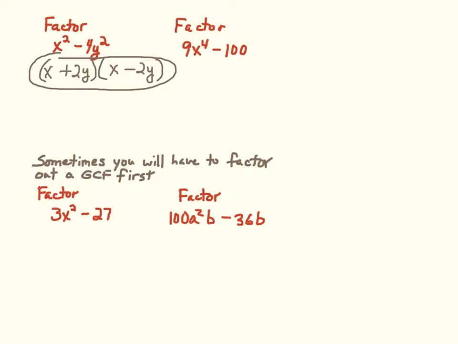Now if I have 9x to the fourth minus 100, remember any even power, 9 is a perfect square, x to the fourth is a perfect square. Any even power will be a perfect square for a variable, or a number for that matter. So let's factor that one.